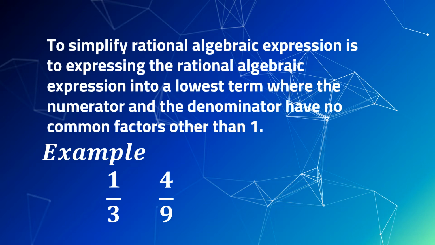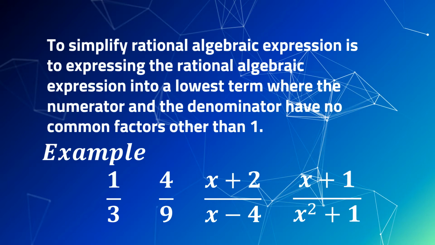4 and 9 have no common factors, and these two numbers are relatively prime even though 4 and 9 are both composite numbers. We have x plus 2 over x minus 4 and x plus 1 over x squared plus 1. So take note that x squared plus 1 is not factorable.